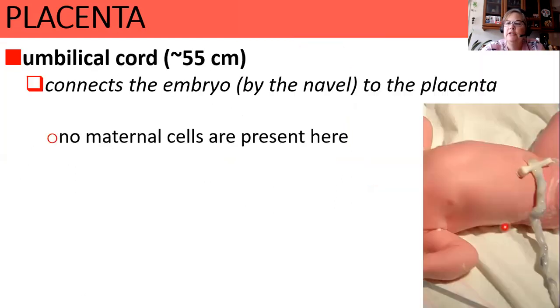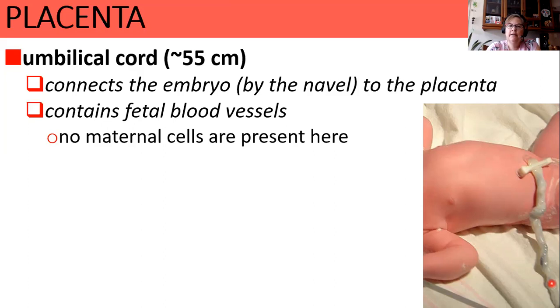Now the next thing I have to show you here is the umbilical cord. So here we see the umbilical cord. There we are. So that is all fetal. So everything in the umbilical cord is fetal DNA. The inside is filled with fetal blood vessels. It connects the embryo by the navel to the placenta. Contains fetal blood vessels. There's no maternal cells here, right? The whole entire umbilical cord is all baby cells that all came from that original zygote.